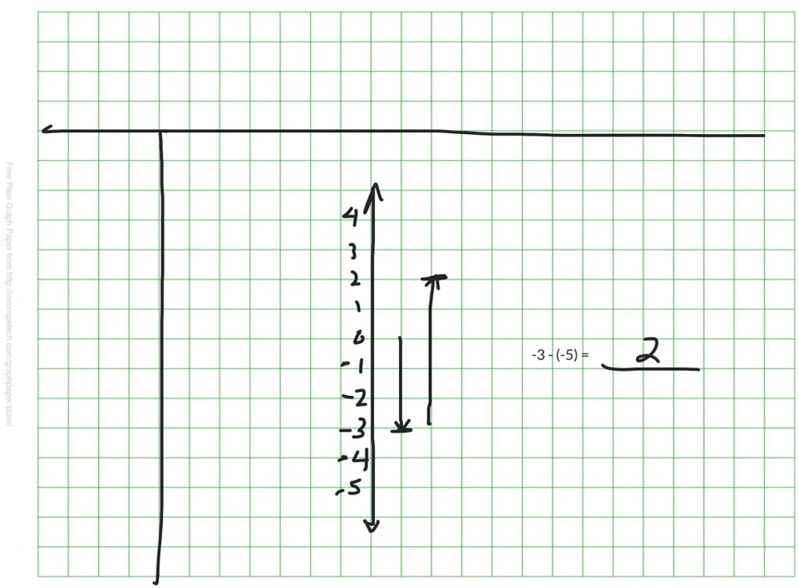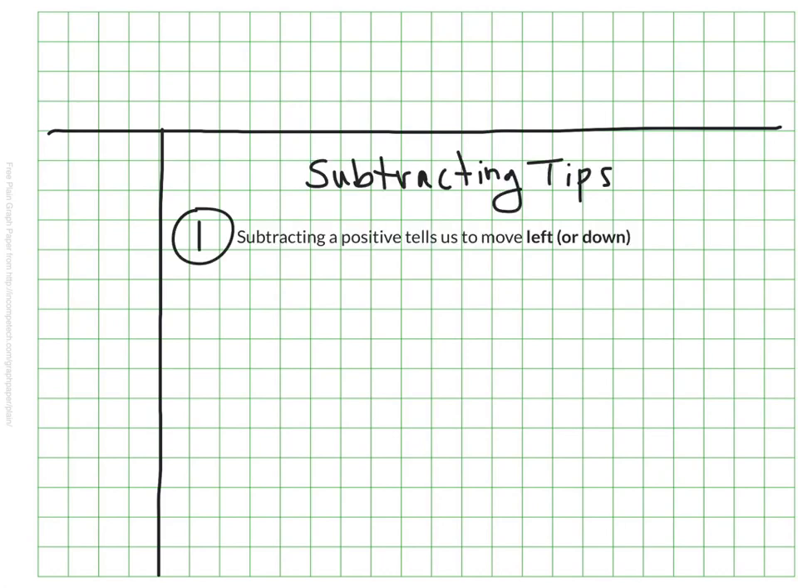This, of course, might seem counterintuitive, to go in the opposite direction, but it makes sense. If we're subtracting the opposite of a positive, we need to go in the opposite direction. So what we need to remember is this. If we are subtracting just a regular positive integer, then that would tell us to move left on the number line or down, depending on how our number line is arranged. And if we are subtracting a negative, that tells us that on our number line model, we need to move to the right or up if our number line is set up that way. So those are the two things that we need to remember the most.